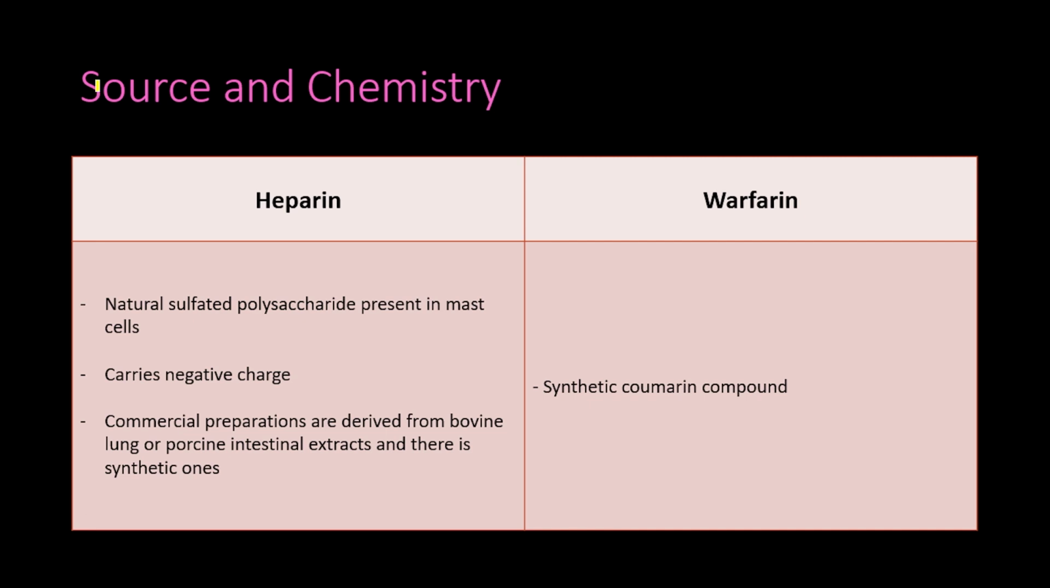So starting with the source and the chemistry, the heparin is a natural sulfated polysaccharide that is present in the mast cells, and it carries a negative charge, and the commercial preparations of the heparin are derived from the bovine lung or the porcine intestinal extracts, and there are also synthetic commercial preparations. Now, in comparison, the warfarin is a synthetic coumarin compound.